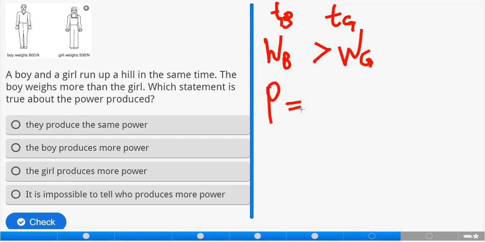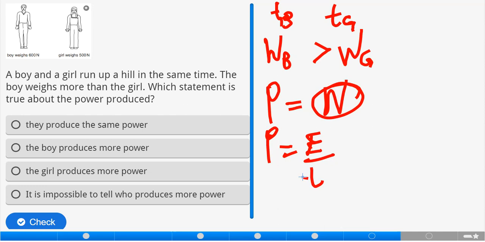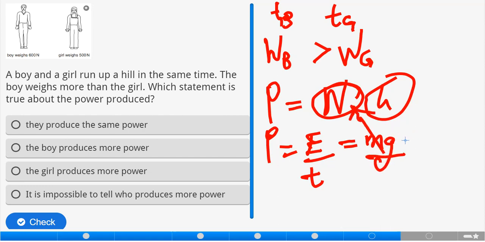Power is energy divided by time. If they are to run up a hill, that means their height will be involved, and so we have gravitational potential energy. So we have mass times gravity, that defines the weight, times the height, divided by time. They are using the same time, that means TB in this case is equal to TG. But the weight of the boy is greater than the weight of the girl.